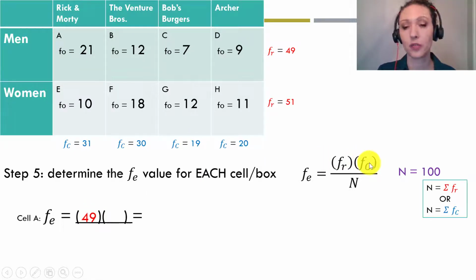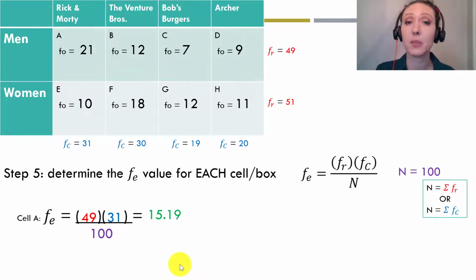And then we're going to look for our frequency columns, okay, and we're once again working with box A, so we're going to put this value right down here. Okay, and that's 31. And then we are going to put our n value down here at the bottom. And then all that we have to do after we've plugged in those numbers is go ahead and solve the equation. Okay, and we've got 15.19 for our frequencies expected for box A. Okay, and then that's just going to go right up here in the box. And we're going to go ahead and repeat that process for each cell, each box.